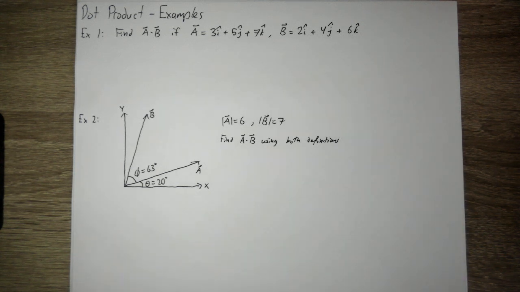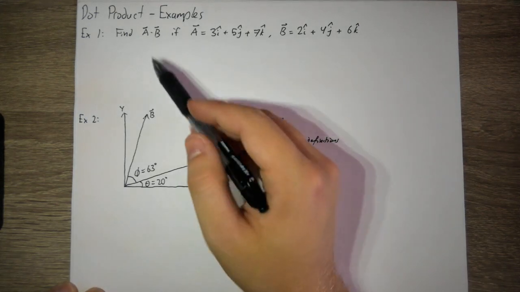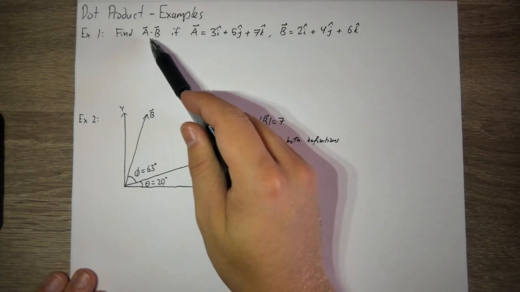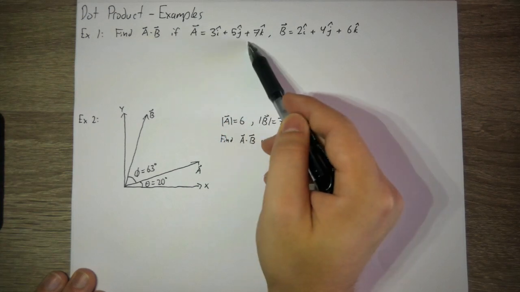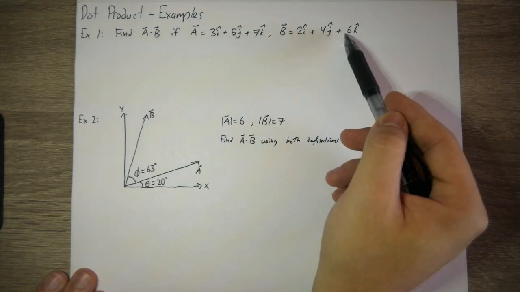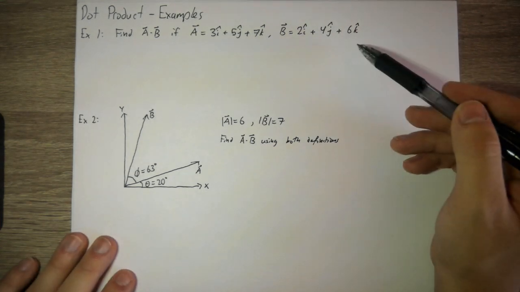In this video, I'm going to do a couple problems on solving for dot products. So let's start with the first example. We're asked to find the dot product of A and B if we're given this vector A and this vector B. So how do we go about solving this?